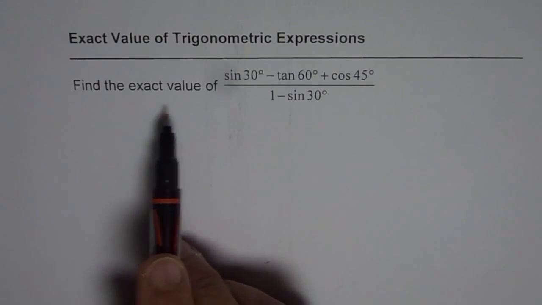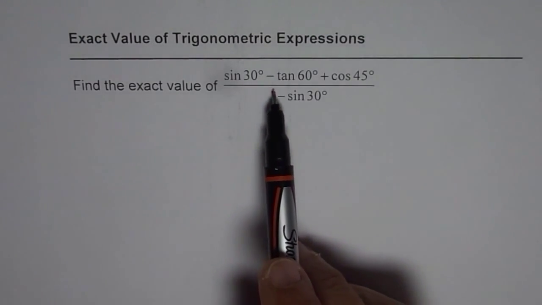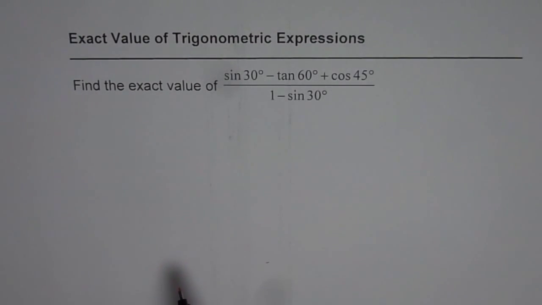Here is a test problem for you. You need to find the exact value of (sine 30 degrees minus tan 60 degrees plus cos 45 degrees) divided by (1 minus sine 30 degrees). You can pause the video and answer the question.